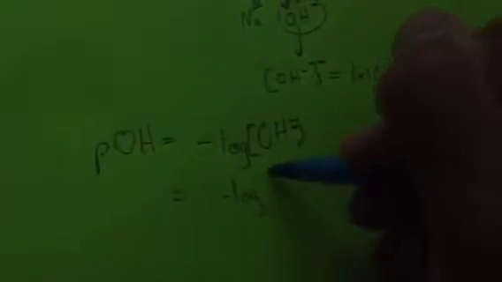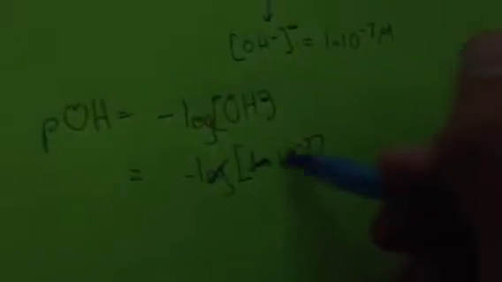So here's what I'm going to do. I'm just going to put negative log, and I'm going to plug in my concentration value, which was what? 1 times 10 to the negative 7th. Remember, the 1 is kind of insignificant, I don't need to look at that. The log and the 10 will cancel out. And then I have that negative sign left over.